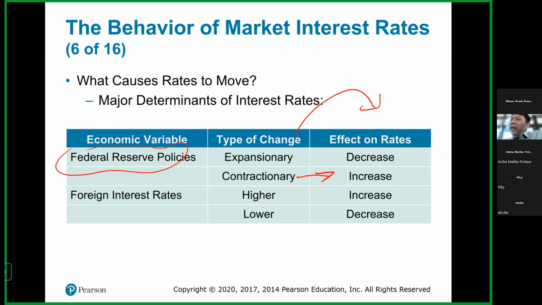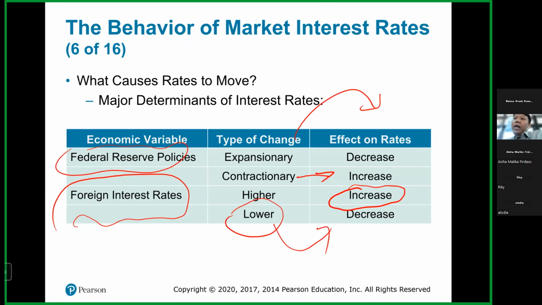The last economic variable that we have here is the foreign interest rate. If we have an expected increase in the foreign interest rate, our local market interest rate will also increase. But if we have an expectation of a decrease in the foreign interest rate, then our market rate will follow. In that case, our local market interest rate will also be expected to decrease. Okay. Right.